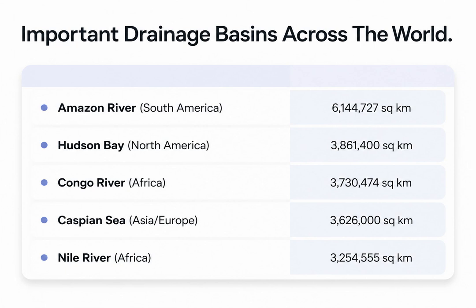Other massive basins include the Hudson Bay in North America, the Congo River in Africa, and the endorheic basin of the Caspian Sea across Asia and Europe.